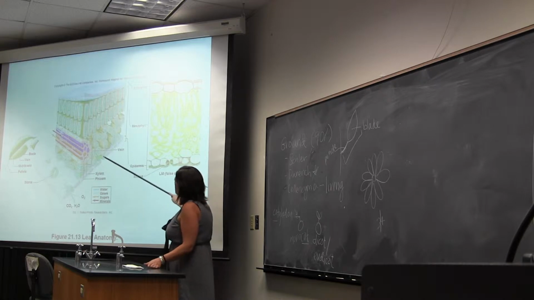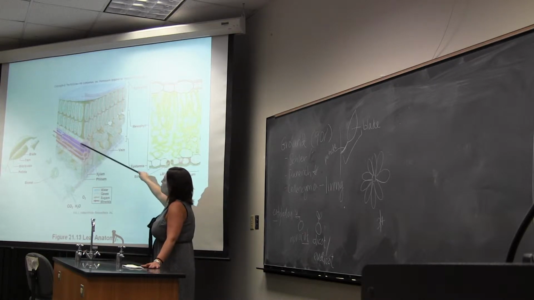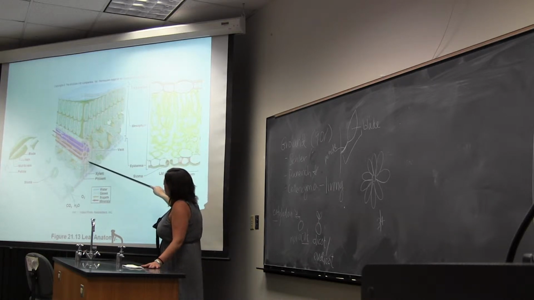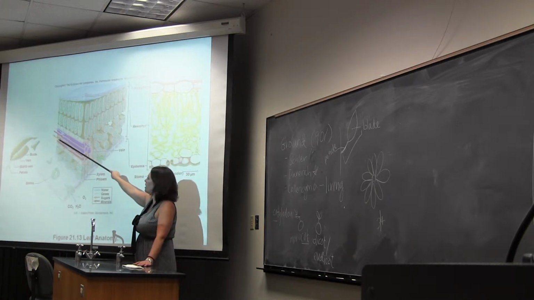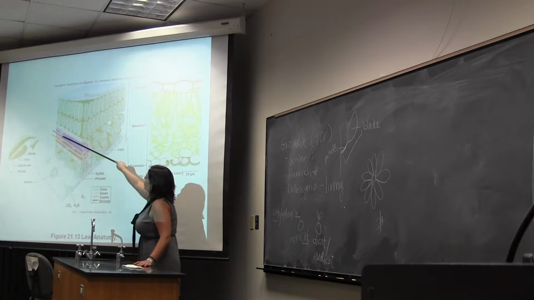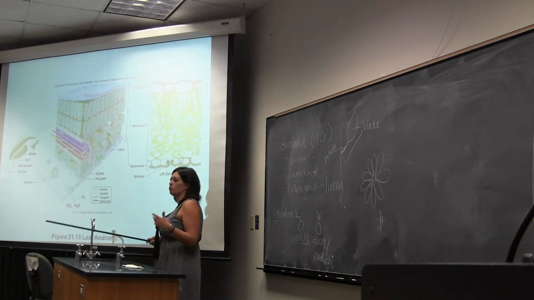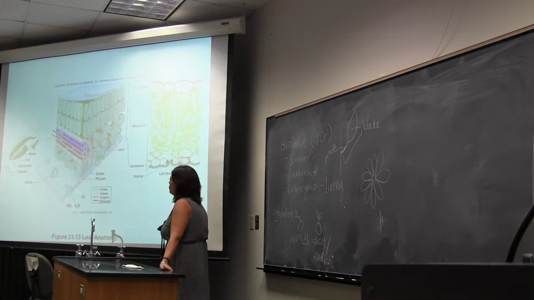And so here you can also see these vascular bundles right here. So this is going to be the xylem, which is only transporting upwards towards the top of the plant. And then this is going to be your phloem, which is traveling both directions, moving those sugar molecules around.